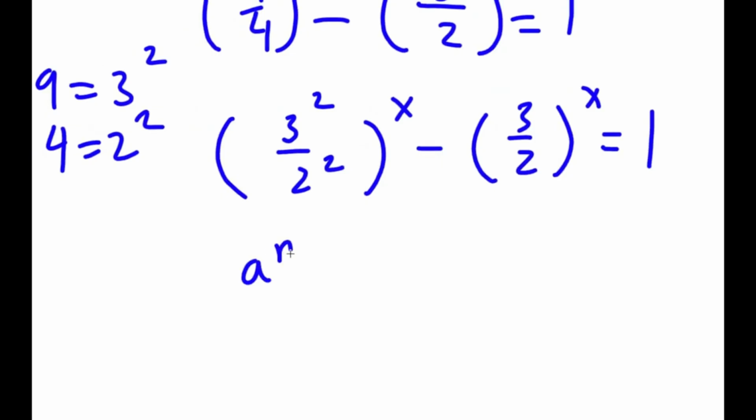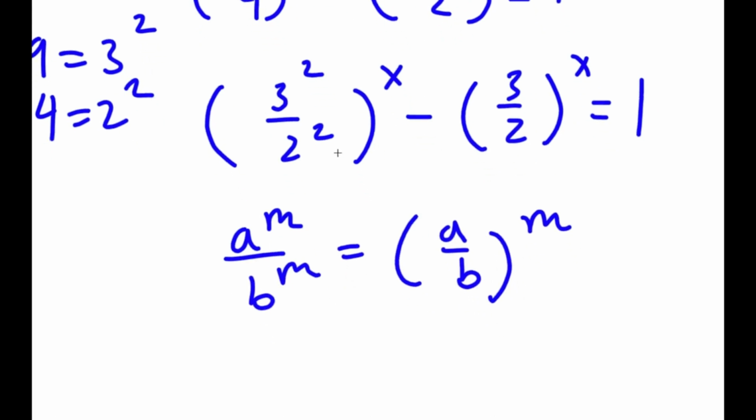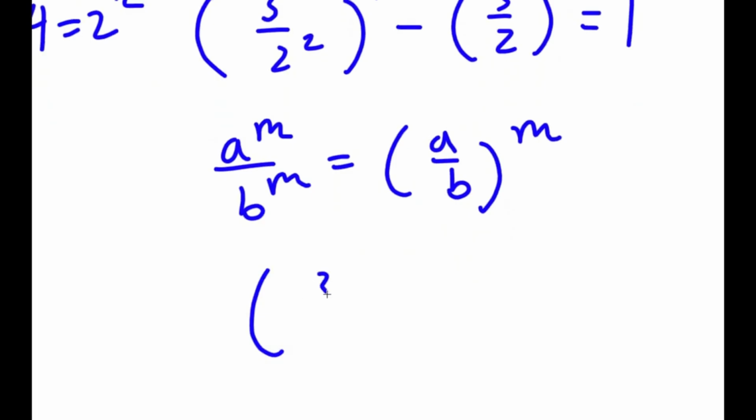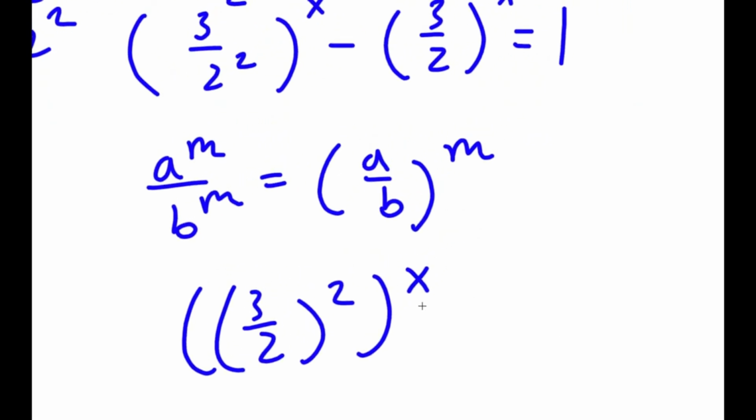Now, remember, if I have something in the form a to the power of m over b to the power of m, this is equal to a over b to the power of m. So 3 squared over 2 squared is going to equal 3 over 2 squared, and we have this to the power of x.